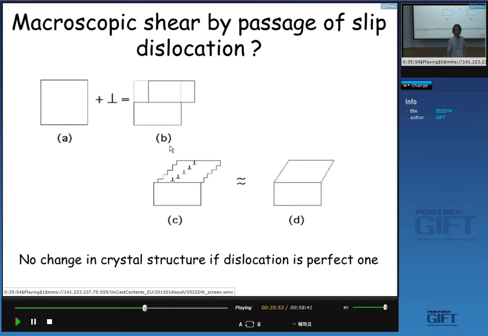But if that dislocation is a perfect dislocation, the crystal structures of this bottom side and upper side will be the same. Perfect dislocation moves the atom from lattice point to lattice point, right? So the crystal structure will not change. So simple passage of this dislocation cannot explain the change of the crystal structures. The only thing that can happen in martensite transformation in this way is the FCC to HCP transformation.